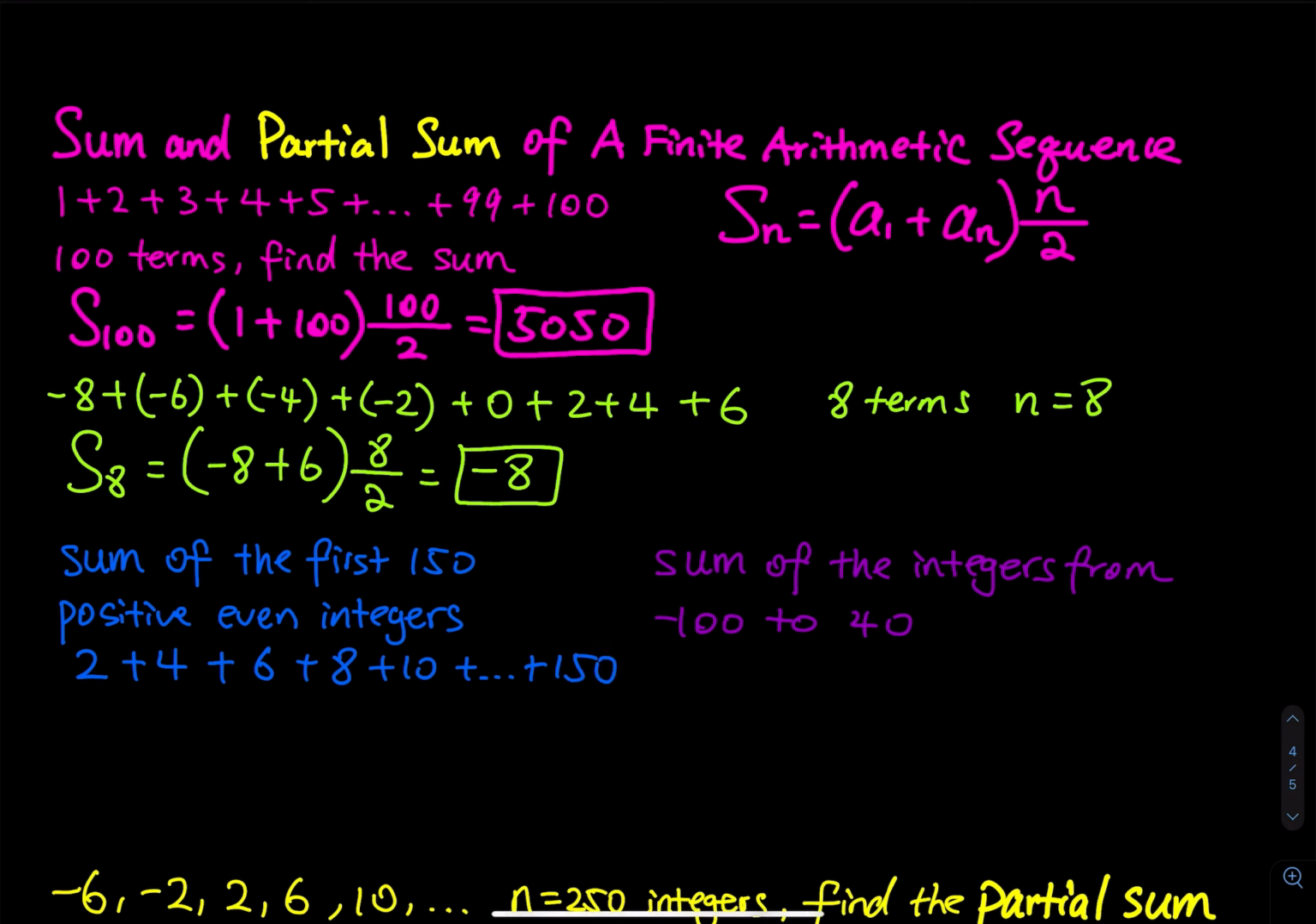What's the formula? First of all, how many numbers are there? 150 positive integers. They just told you what it is. So that is S of 150, which is equal to the first integer, which is 2, plus the last integer, 150, and then multiply by 150 divided by 2. So we have 152 divided by 2, that is equal to 76, and then multiply by 150, that is equal to 11,400.